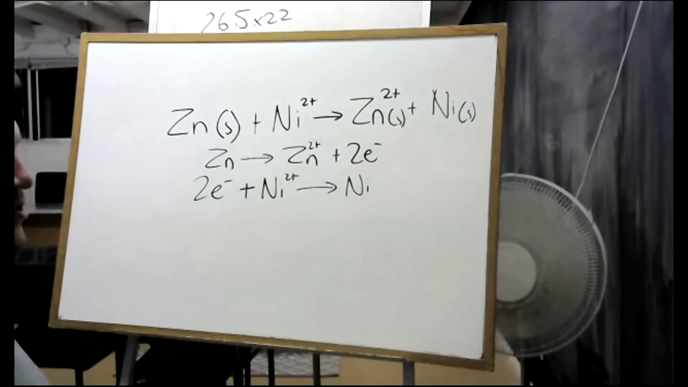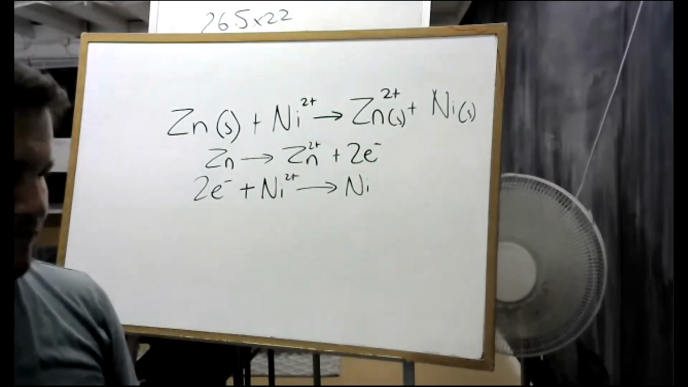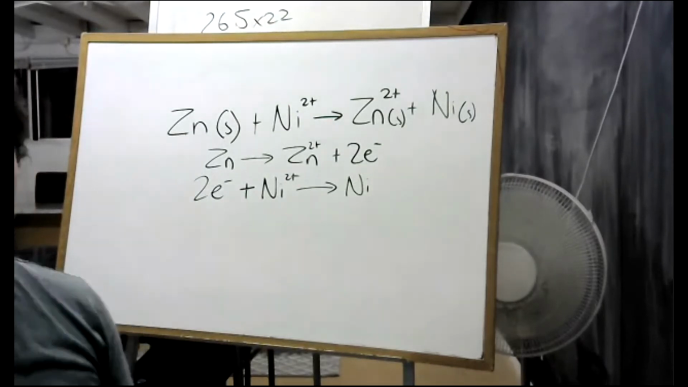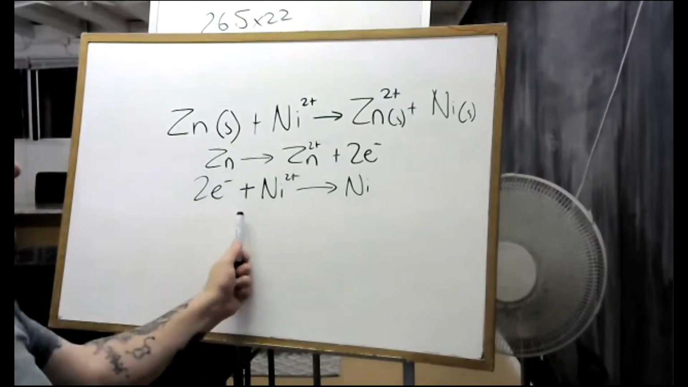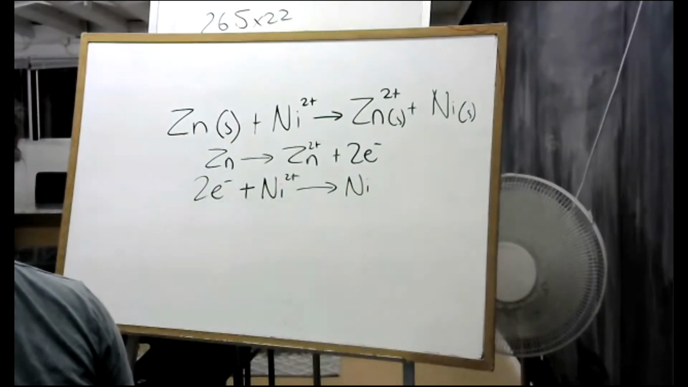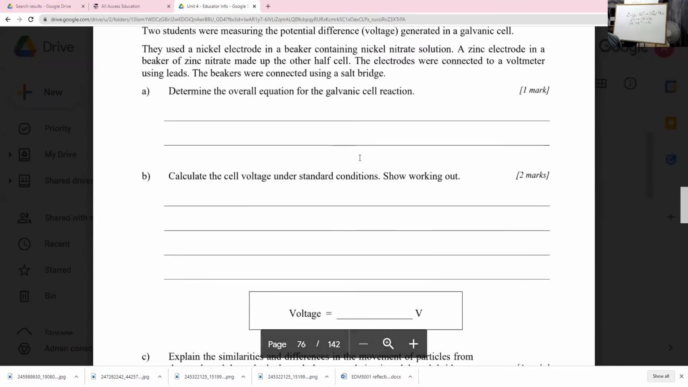If you go into your formula book, what you'll see is that there'll be an electrical potential, or the cell voltage under standard conditions, being 25 degrees Celsius.